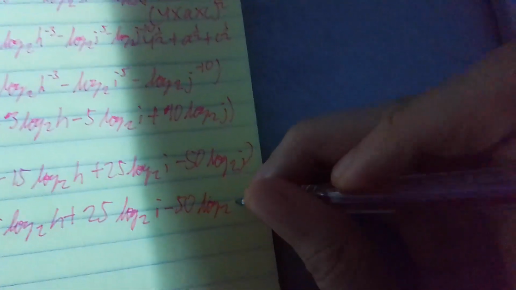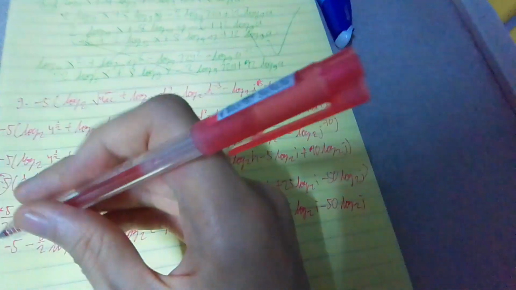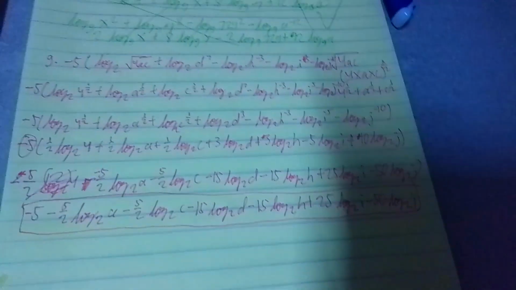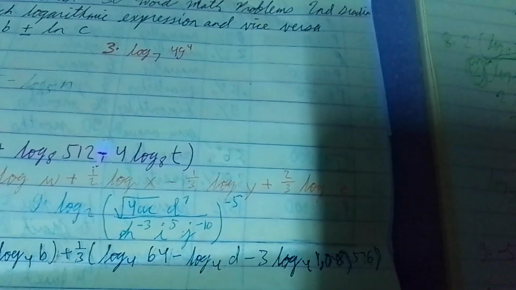The 2's cancel, so that's why you're just left with negative 5. Therefore, the correct answer in expanded form is negative 5 minus 5 halves log base 2 of A minus 5 halves log base 2 of C minus 15 log base 2 of D. Then copy everything. Be sure that you don't make a mistake. Otherwise, if you make a mistake, wala ka na.